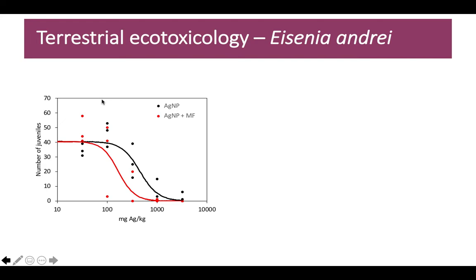Here again, you can see the graph for the effects of the nanoparticle alone, represented by the black line, and the nanoparticle in presence of the microplastic fiber, represented in red. Again, they shifted to the left, indicating a higher toxicity of the nanoparticle in combination with the microplastic fibers.